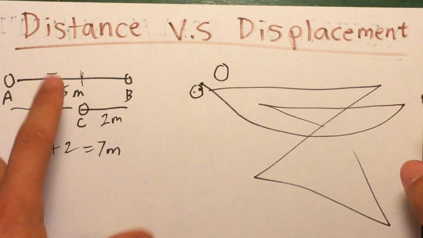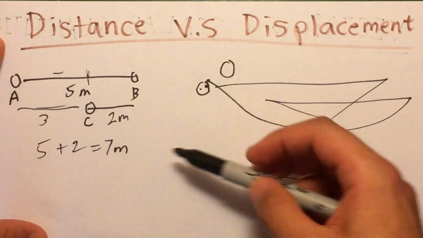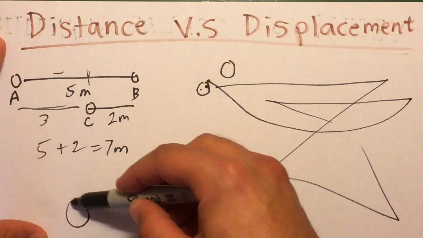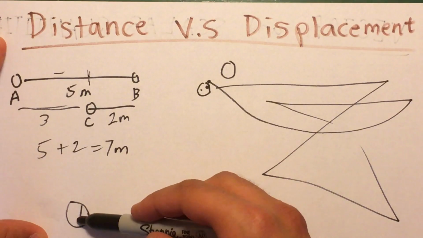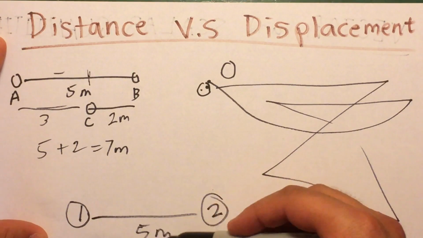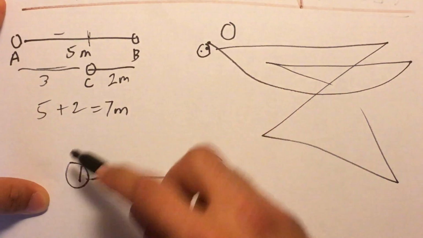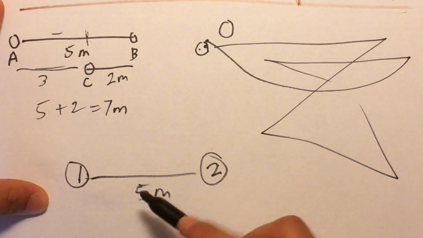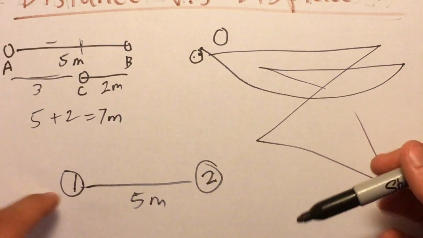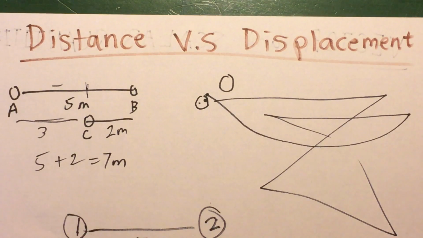Now, there are some cases where distance and displacement are the same, and that would be, for example, starting from point A or point 1 here, ending at point 2. Okay, the distance covered, let's say this is 5 meters, the distance covered is 5 meters, as well as the displacement, because our starting position is here and we ended here, the change in position is 5 meters. So there are some situations where distance and displacement are the same, and there are many other cases where they are different.